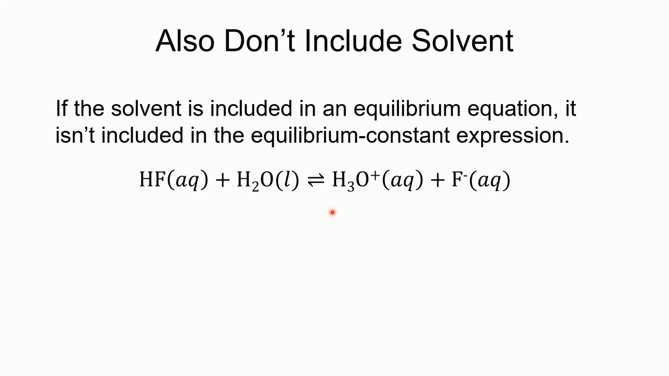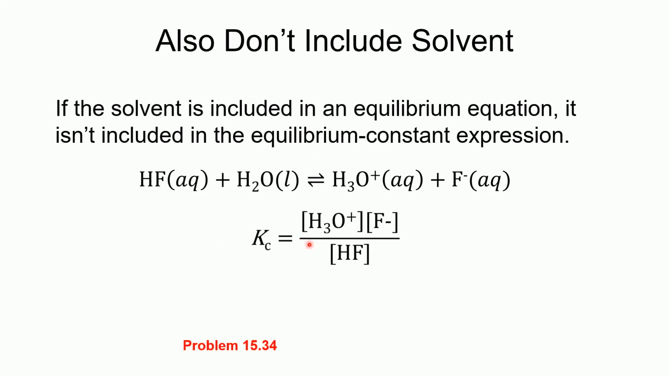If we take hydrofluoric acid, it does dissociate to a small amount to give us hydronium ion and fluoride ion. And you'll see that we've got H2O included here. Well, we don't want to include the H2O in the expression. So we will write the expression like this, where Kc is equal to hydronium times fluoride divided by HF.